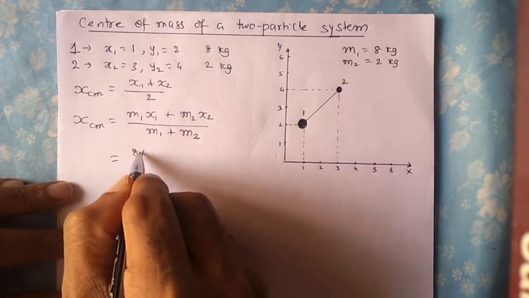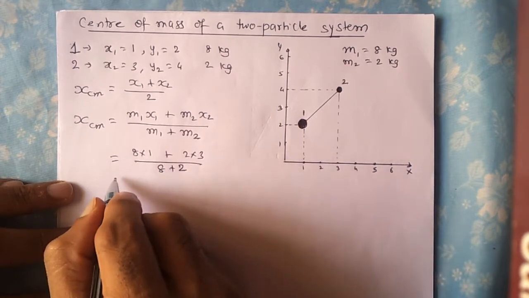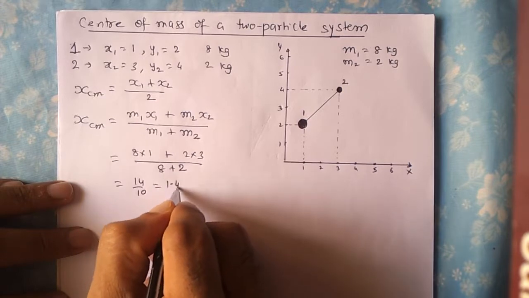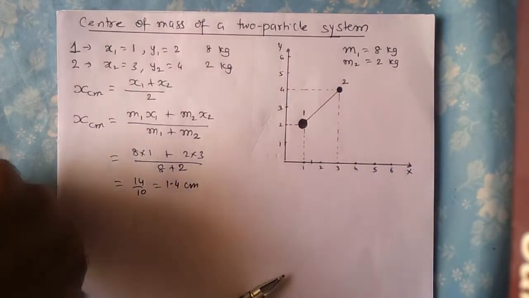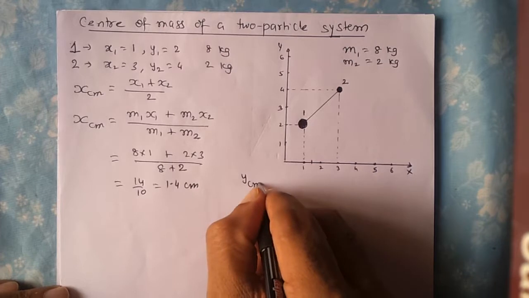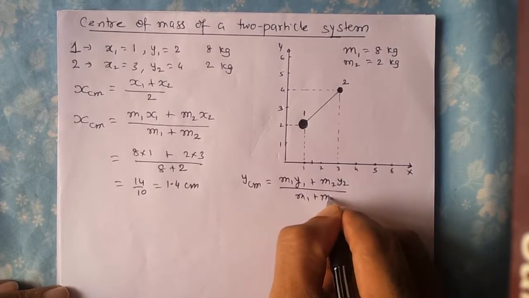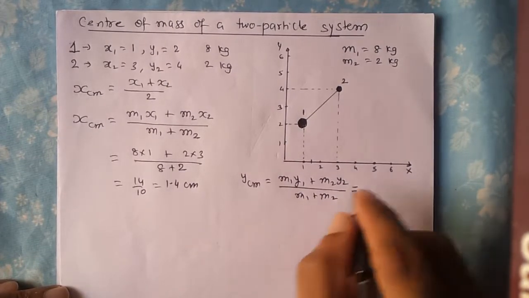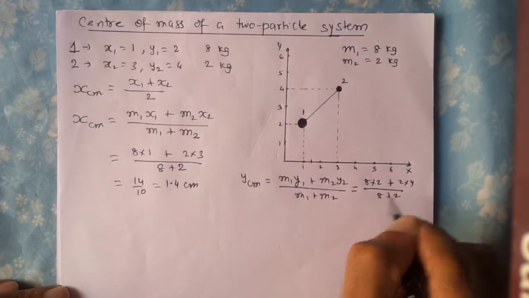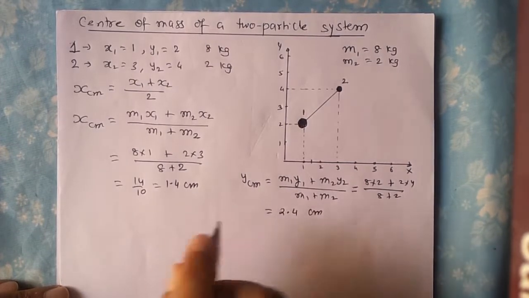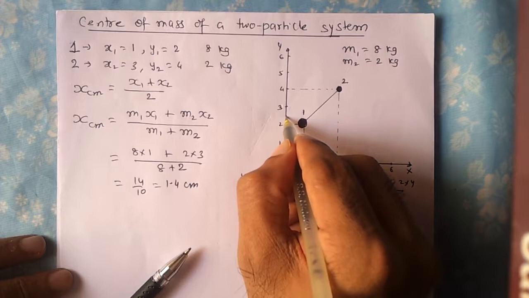So I'll get (8 into 1 plus 2 into 3) upon (8 plus 2), and this will give me 14 by 10, which is equal to 1.4 centimeter, and 1.4 centimeter will be somewhere over here. Similarly, let us find out YCM. YCM will be (m1 y1 plus m2 y2) upon (m1 plus m2), and that will be equal to (8 into 2 plus 2 into 4) upon (8 plus 2), and that will come out to be 2.4 centimeter. 2.4 centimeter will be somewhere over here, nearly a little below the midpoint.